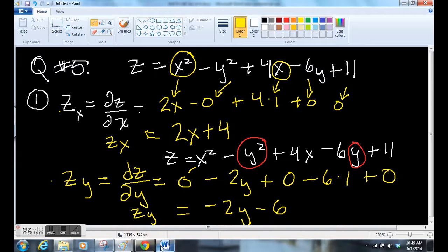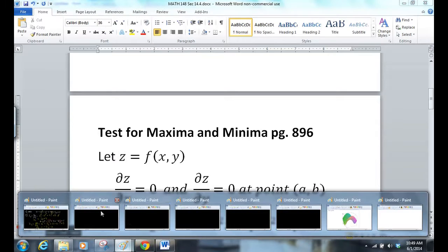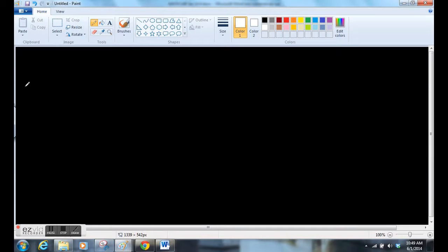But now, let's go back to our problem. We want to find where each of these, zx and zy, equals 0. We want to find this point a, b where they're each equal to 0. This is exactly like the other problems where we were trying to find the maximum and minimum points of a function. Now we're just trying to do it on a three-dimensional surface. So I think of this as step 2.